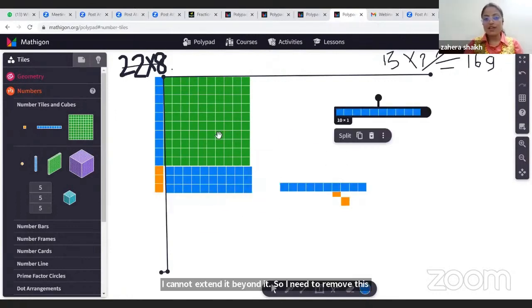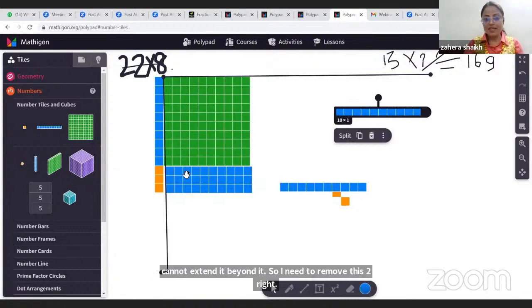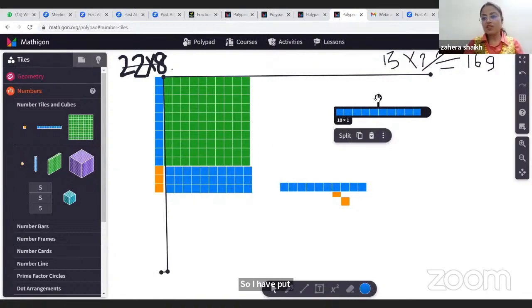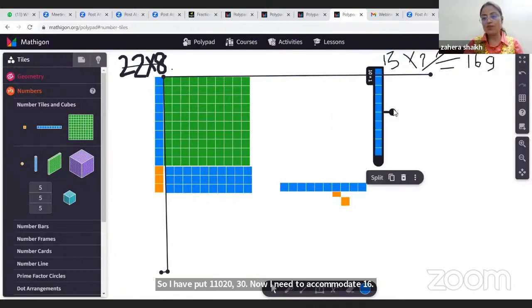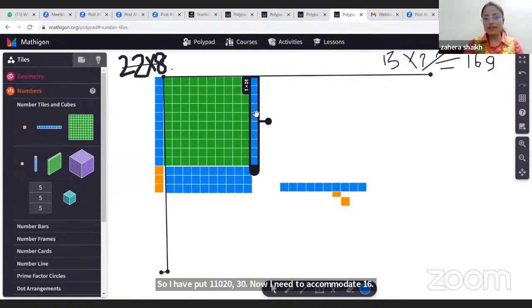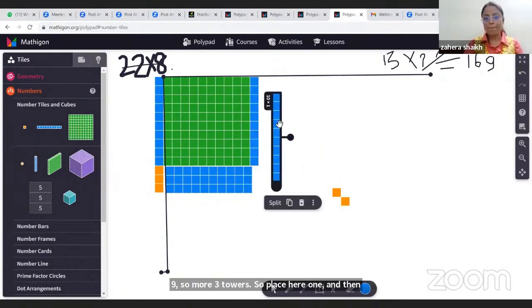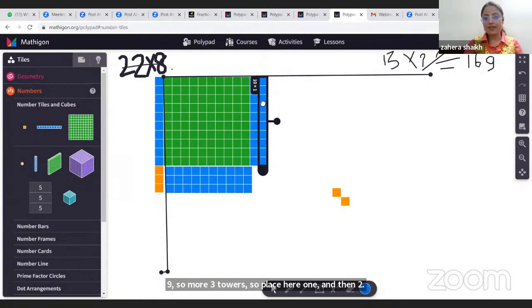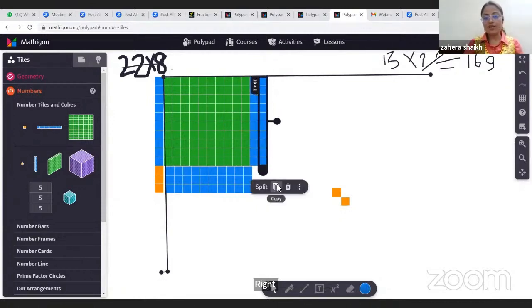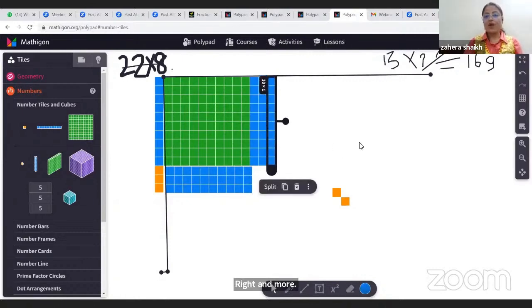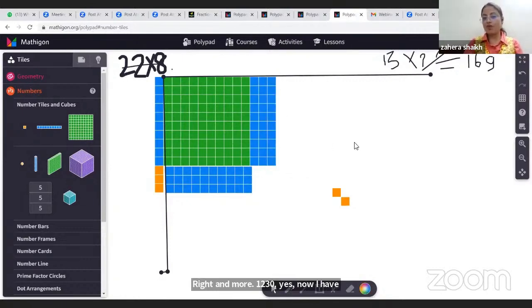See, right? So I have put 100, 10, 20, 30. Now I need to accommodate 69. So 3 more towers. So I'll place here 1 and then 2, right? And 1 more, 3. Now I have full tens rods, but I can see that I am missing the ones units. How many ones do I need to place over here? So 9. So let me place these 3 under this 3.